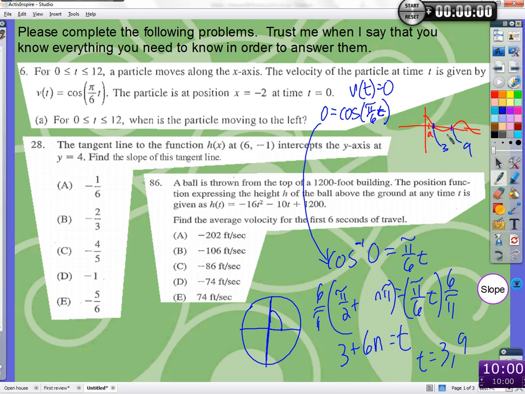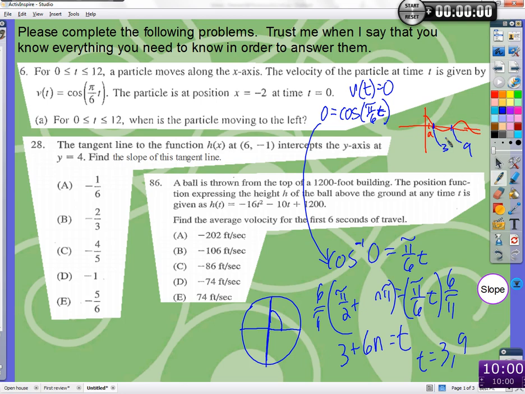But to be sure, here's what we know. Between 3 and 9, it's either moving forward or backward, positive or negative, right or left. It can't change from moving to the right to moving to the left without first stopping. These are the two places where it stops, and in between, either it's moving to the right or to the left. How do we figure out what it's doing in between? Pick anything between 3 and 9. 6. 5. We already did 4 as a random guess. We know 4 was negative. So everything between 3 and 9 must be negative, which means all the times between 3 and 9 the particle is moving to the left.